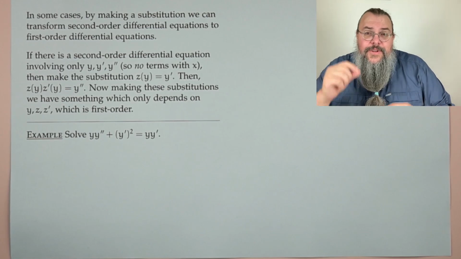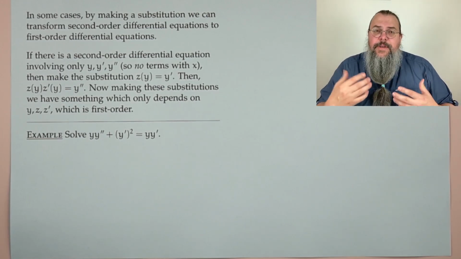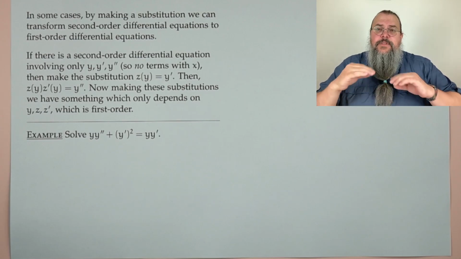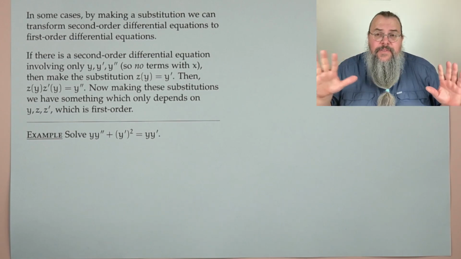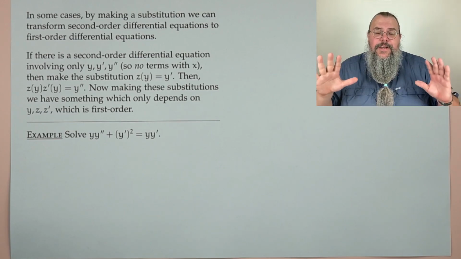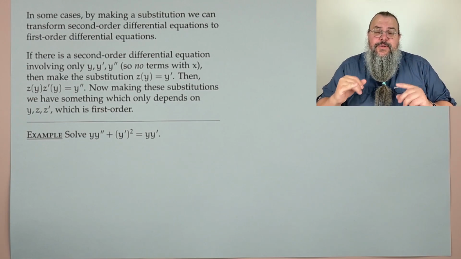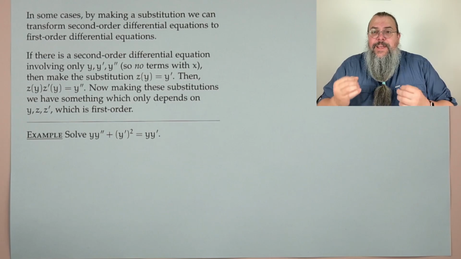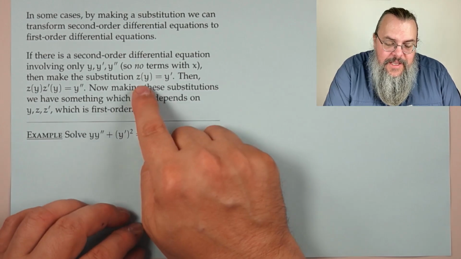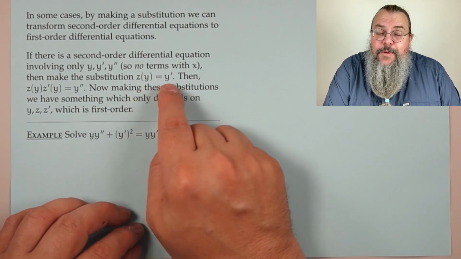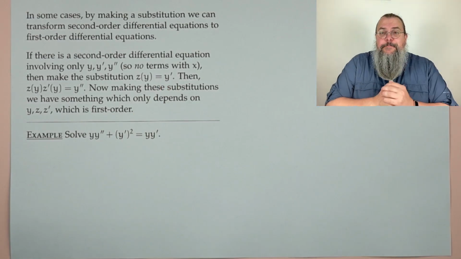So I'm going to go through and talk about one really special case. Suppose that we have a second order differential equation which involves y, y prime, y double prime. No terms involve x, so there's no x showing up anywhere. And you say, okay, what can we do? Well, let's make the following substitution. We're going to introduce z, and this is going to be a little strange, so bear with me. We're going to say z as a function of y is y prime. So in other words, I can write y prime in terms of y.